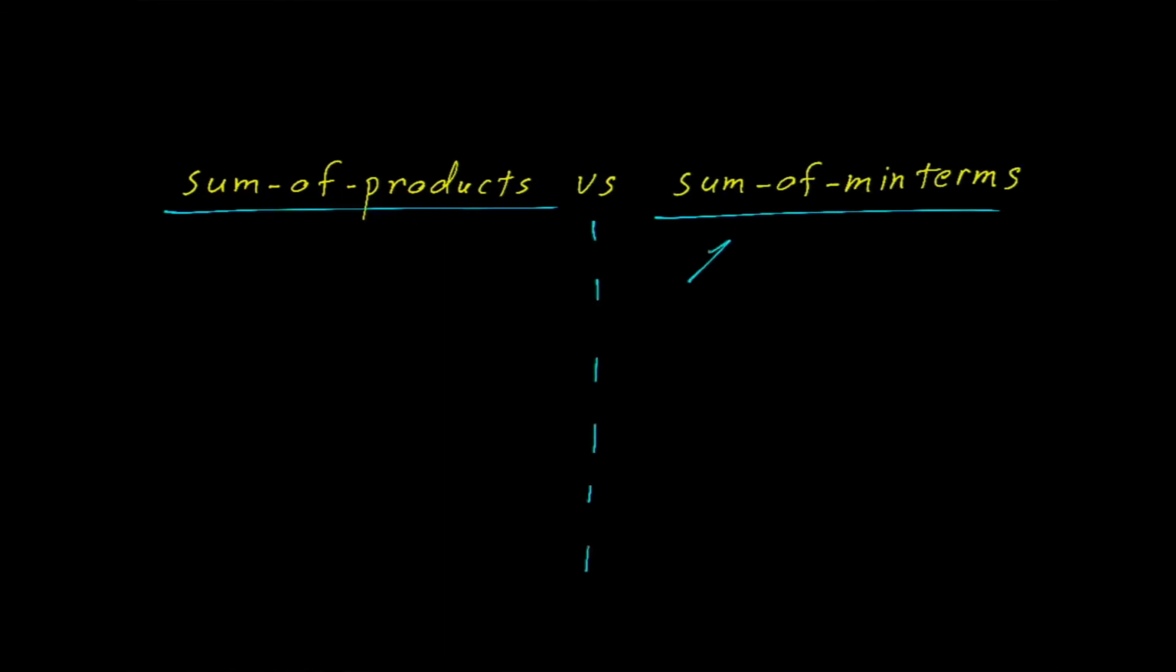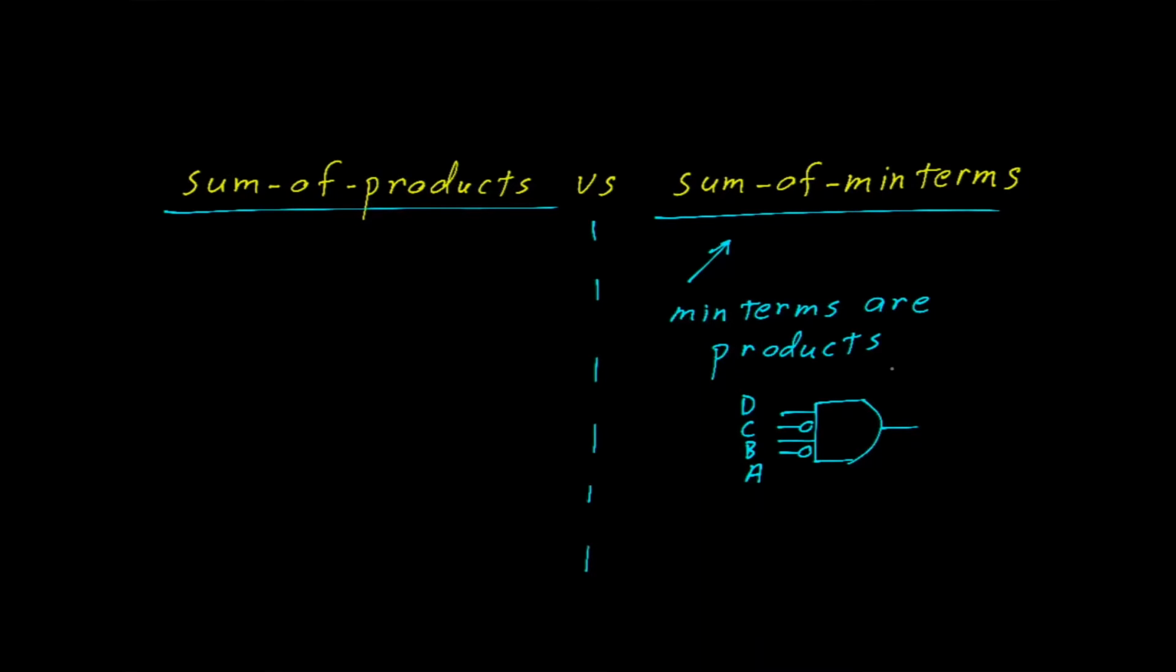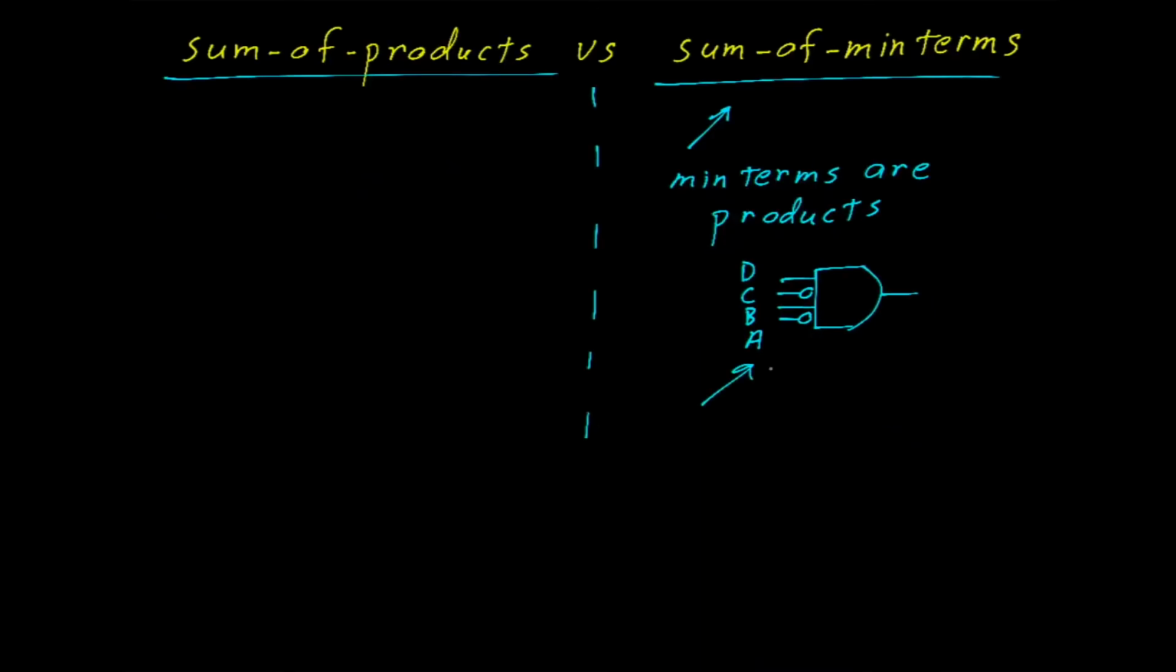As we get started, I'd like you to consider two terms. The first is the sum of products. The other is the sum of minterms. Keep in mind that minterms are products. An example is minterm 10 with inputs D, C, B, and A, which serves to remind us that minterms are special. They are special in that the minterm contains each input.